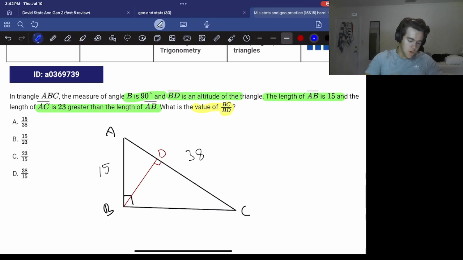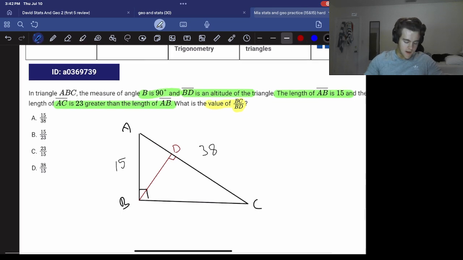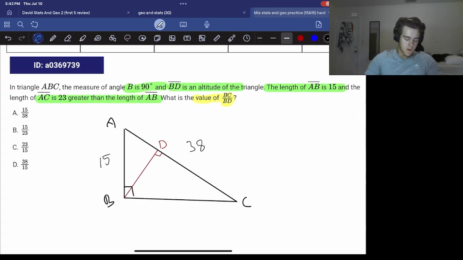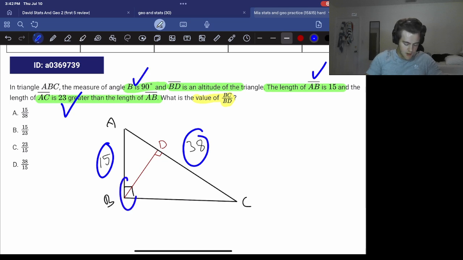So the first step always when doing these problems is writing everything out, because we can't know what's going on if we don't visualize it. So I already did that here. Let's go through what they gave us. AB is 15, check. AC is 38, check. 23 greater than 15 is 23 plus 15, which gives us 38. B is 90, check. And then BD is an altitude of the triangle.